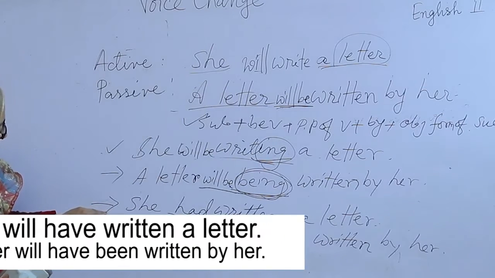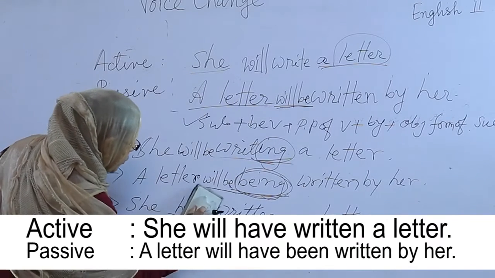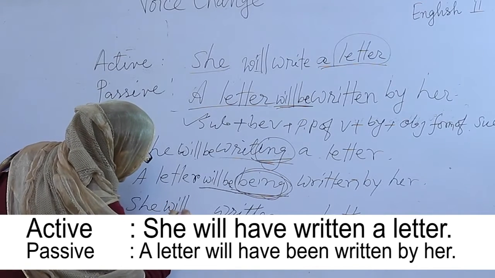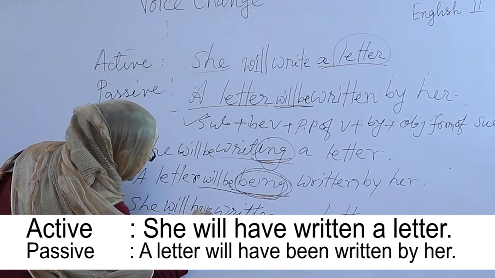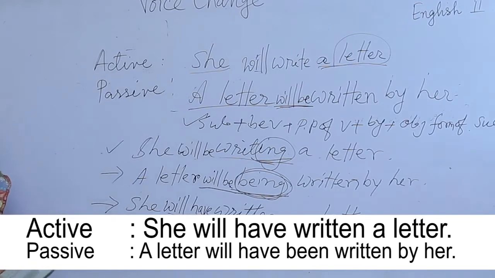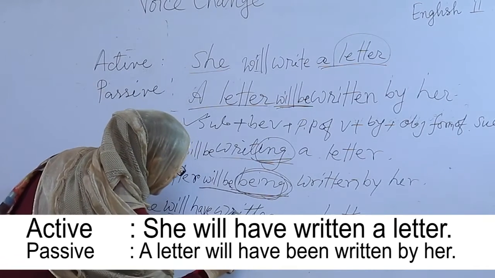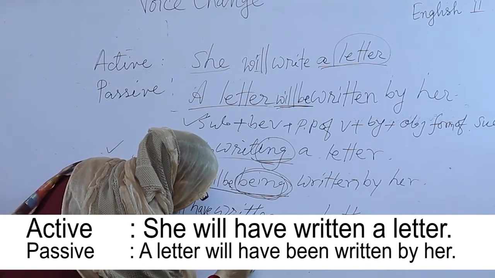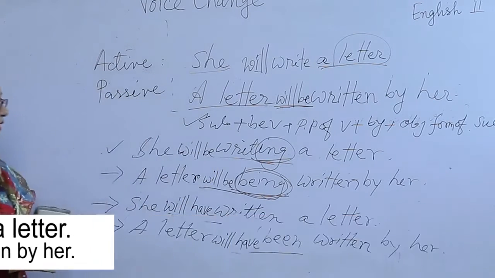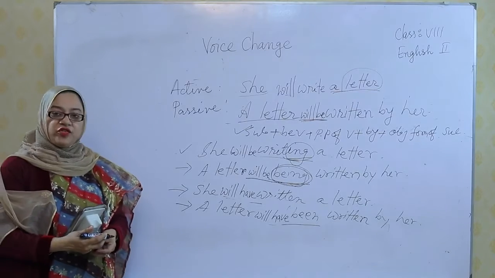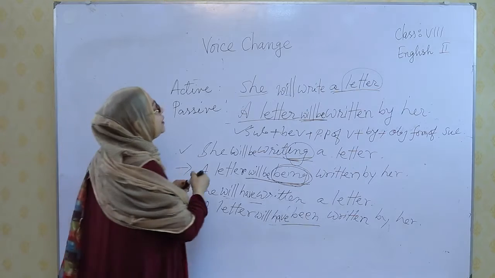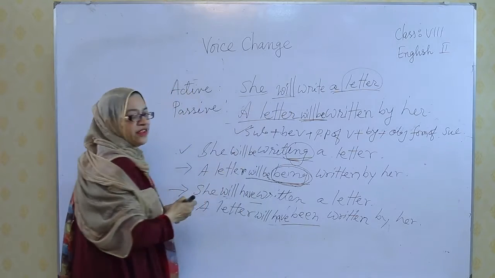And the future perfect form, she will have written a letter. I turned into passive, a letter will have been written. So, is it clear to you? I only change the verb.